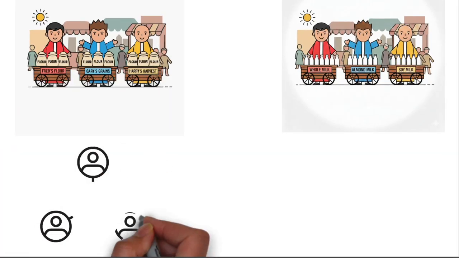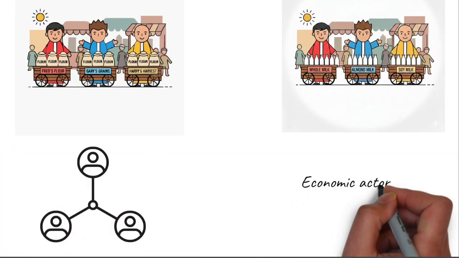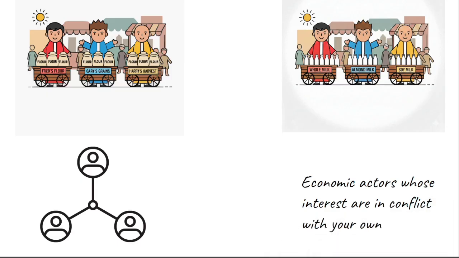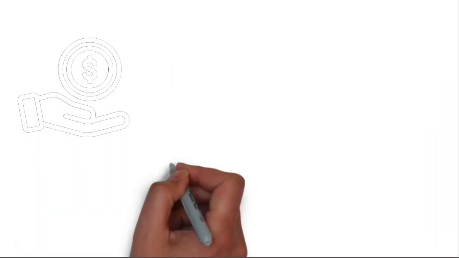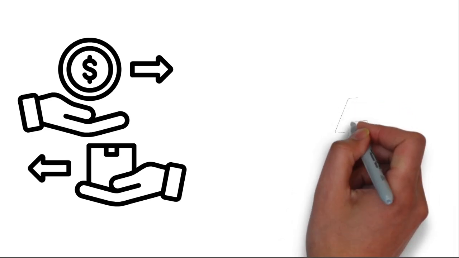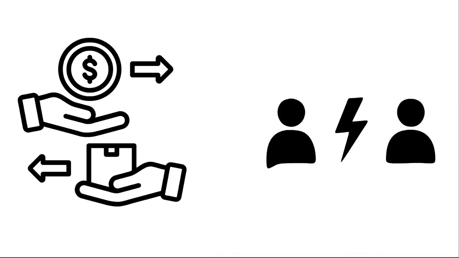And you can certainly think about your suppliers and your customers as economic actors whose interests are in conflict with your own, very directly, because those suppliers would like to sell you their product at a higher price, and you would like to buy it from them at a lower price. So very directly, your interests are in conflict there. And customers the same way. Those customers would like to buy your product at a lower price, and you would like to sell it to them at a higher price. And so there again, your interests are in direct conflict with each other.